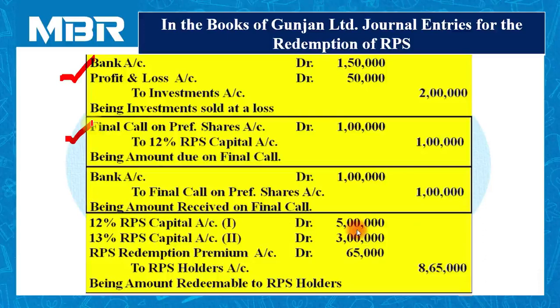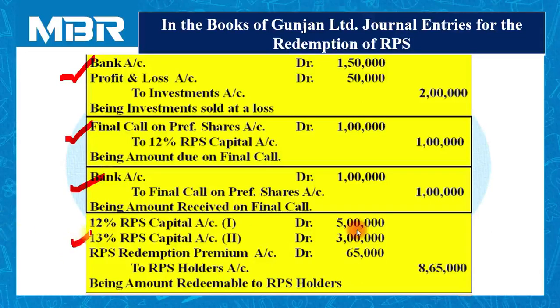And in order to follow the provisions of section 55 of the Companies Act 2013, it is compulsory for each and every company to convert their partly paid up preference shares into fully paid up before the process of redemption. Third, the company has received amount on partly paid preference shares from 12% RPS.